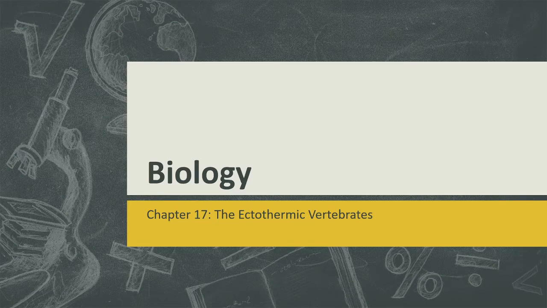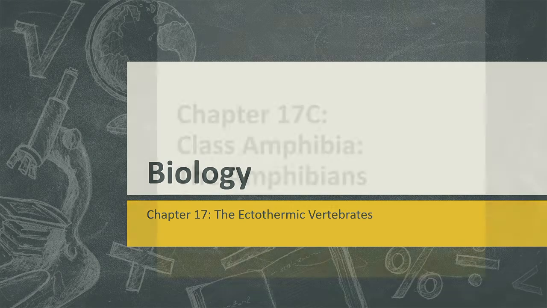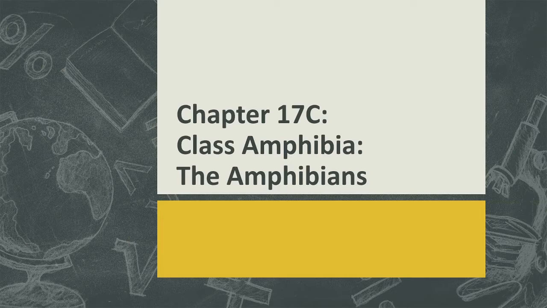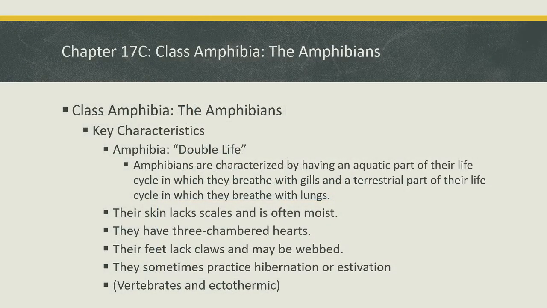Biology. We're still in chapter 17, the ectothermic vertebrates, again, the cold blooded vertebrates. And this time, we're looking at chapter 17, part C, class Amphibia, also known as the amphibians. So, just a real quick look at the amphibians. So, first, what we have is some of the key characteristics.